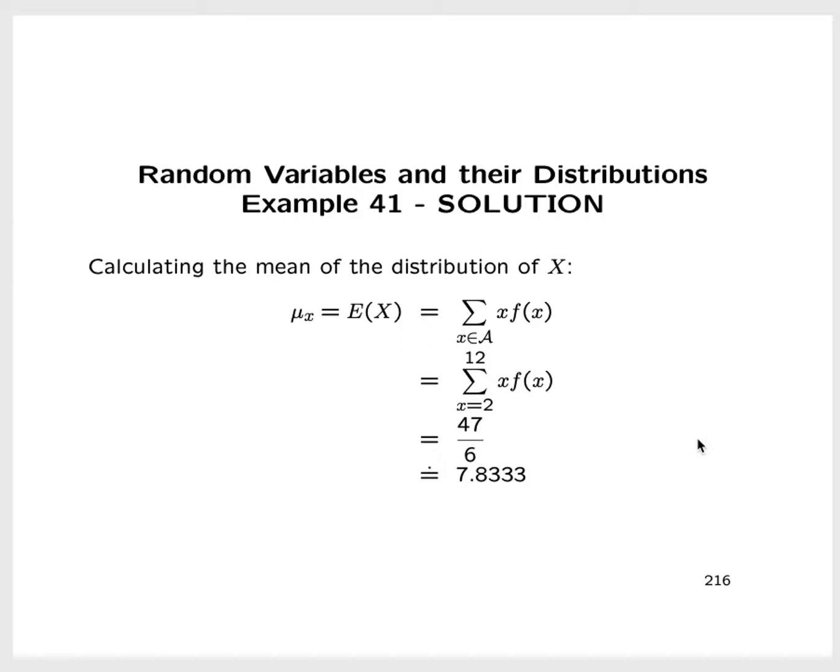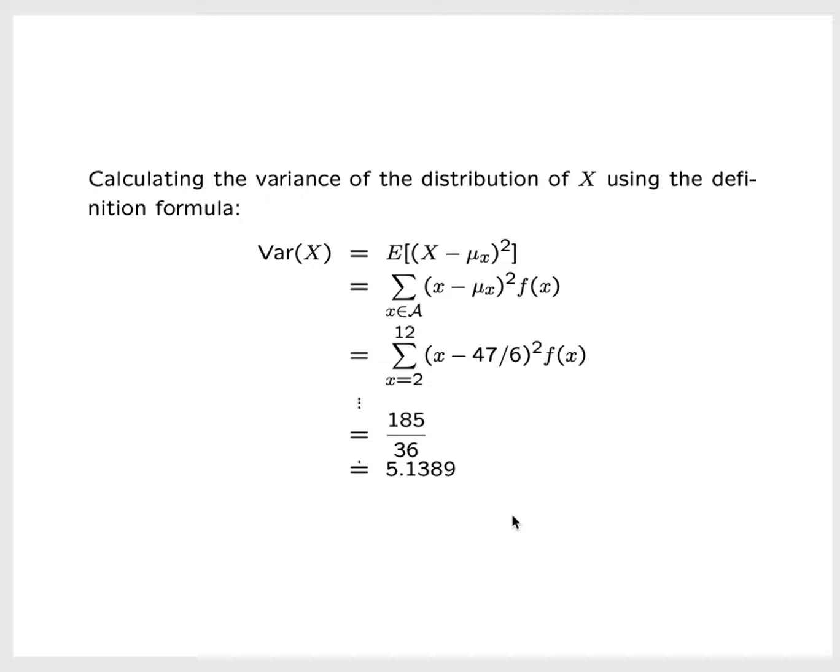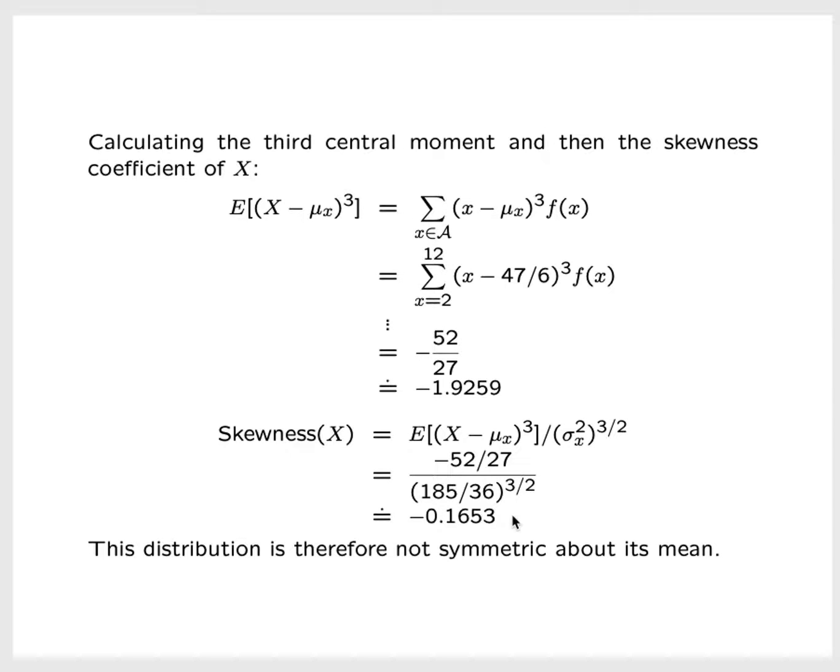So calculating the mean, we'll use the definition formula, and if you go through that process, you'll get a value of 47 over 6, which is 7.8333, rounded to 4 decimal places. So the mean is just a little bit higher in this situation than it is when the two dice are fair. The variance of this distribution is 5.1389. The third central moment is not 0 in this case. That right there would tell us that the distribution is not symmetric.